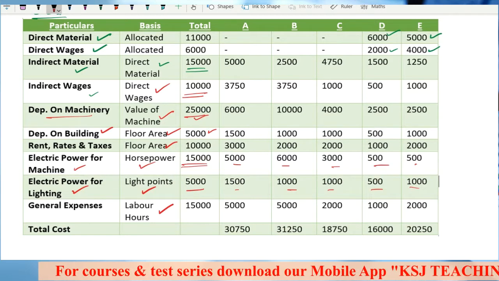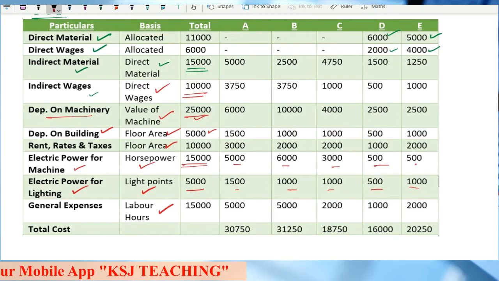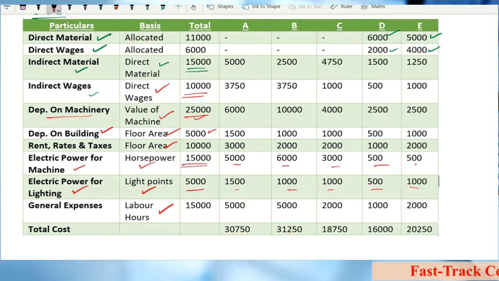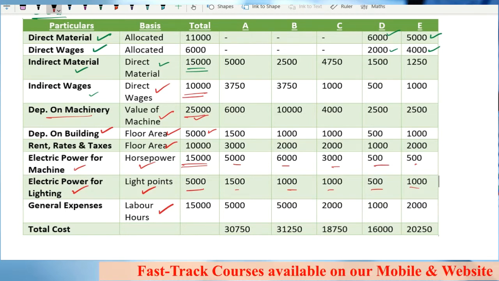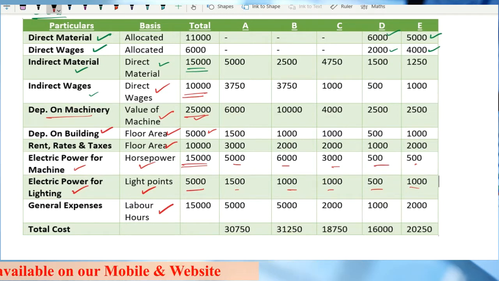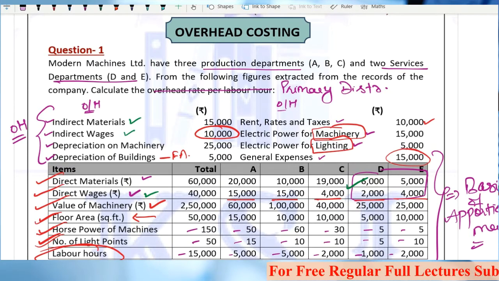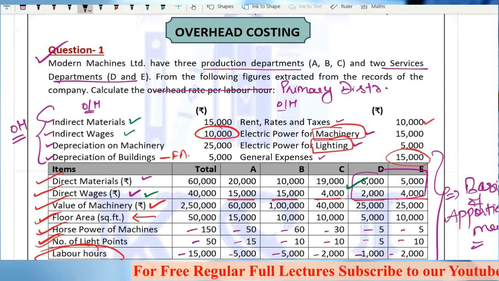Any doubt? Clear? So this is the basic question of primary distribution, showing how you have to attempt a question of primary distribution in case you get one. Although in the examination you will not get a question only on primary distribution, this is the base for further questions, right? If this base is well built, then you can do wonders. Okay, so question number 1 is done.